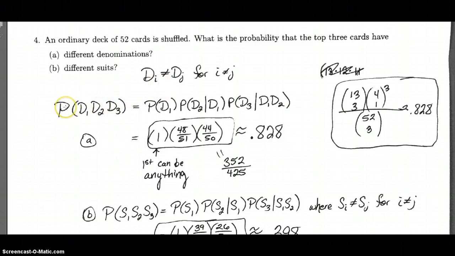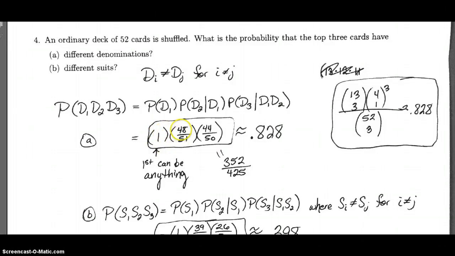So we really want the probability that the denominations 1, 2, and 3 are all different. And that's what this notation is saying right here. Since we don't know that they're independent, and in fact they're not independent, we use the general rule of multiplication, which is we get the probability of the first times the probability of the second given the first times the probability of the third given the first 2. So the probability of getting the first to be a different denomination from anything that's been shown so far is 1, because it could be any one of the 52 cards, and we're not going to repeat a denomination yet.